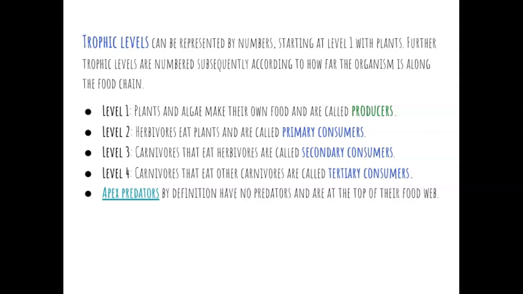Apex predators are any species that have no predators and are at the top of their food web. So anything that does not have another species that naturally preys upon it and will only die because of old age, starvation, or competition with something else, and then its body gets decomposed by detritivores, that would be an apex predator. So when we think about things like lions and tigers, humans, things like that, they are apex predators because they have no natural predators.